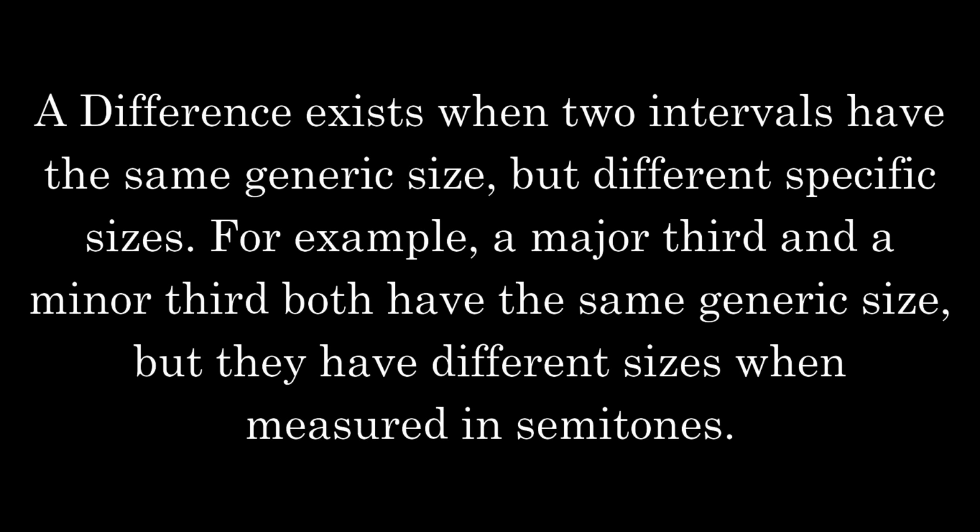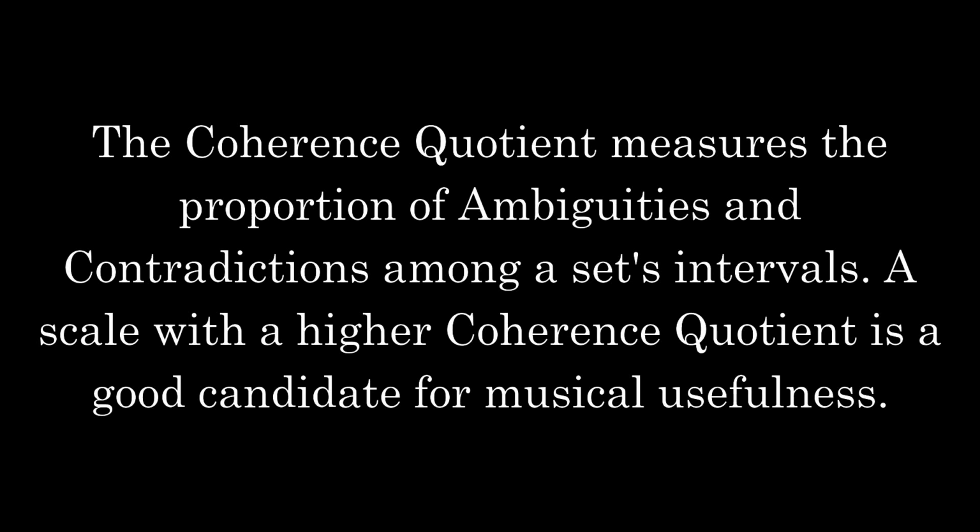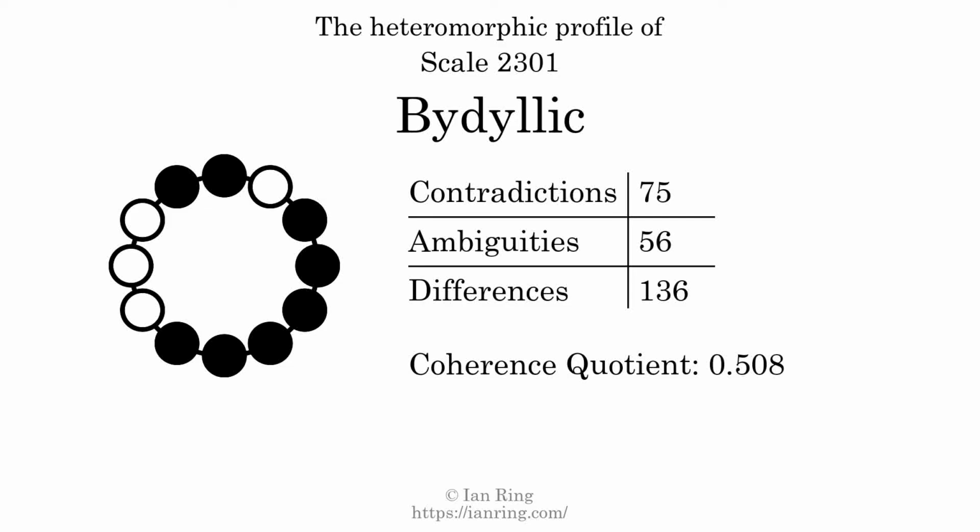A difference exists when 2 intervals have the same generic size, but different specific sizes. For example, a major third and a minor third both have the same generic size, but they have different sizes when measured in semitones. The number of differences in this scale is 136. The coherence quotient measures the proportion of ambiguities and contradictions among a set's intervals. A scale with a higher coherence quotient is a good candidate for musical usefulness. The coherence quotient is 0.508.